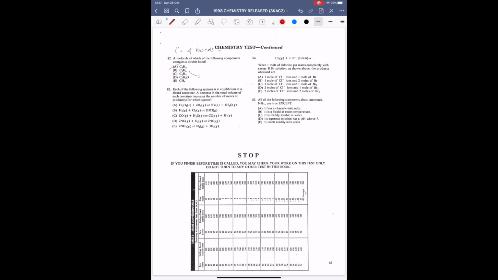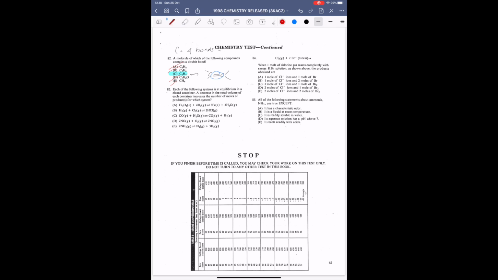B, C2H6, okay. 1, 2, 3, 1, 2, 3, that also does not contain a double bond. C2H4. C2H4 basically looks like this. It's an alkene, so it does contain a double bond. This should be the correct answer. And the rest are incorrect.